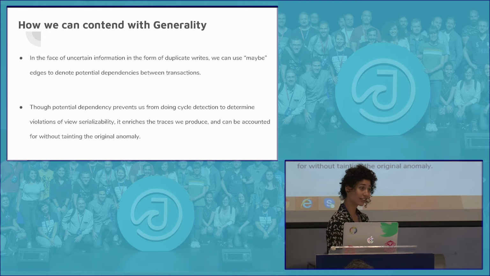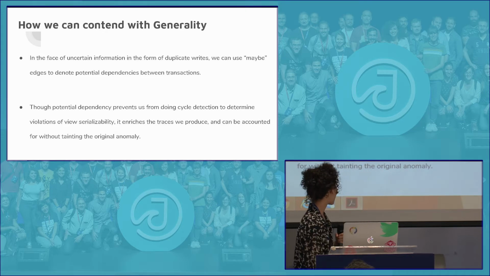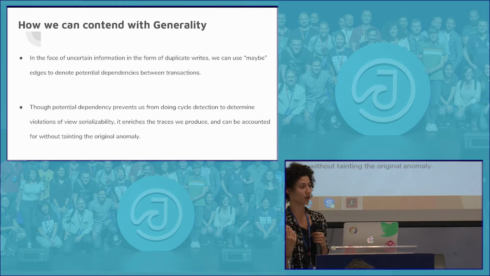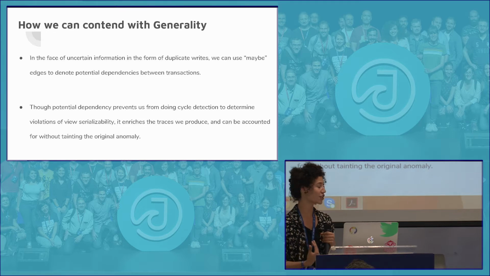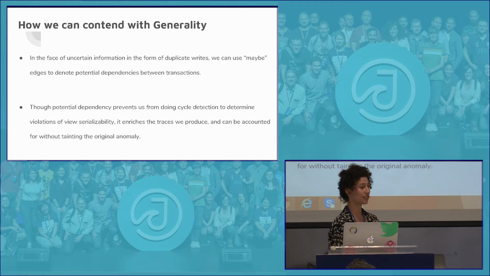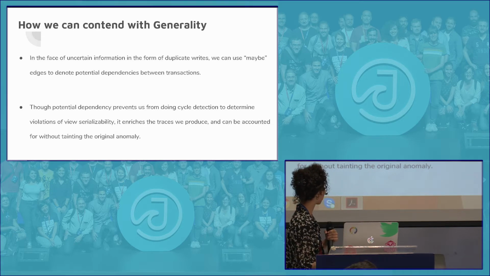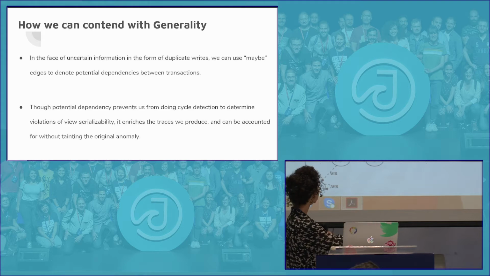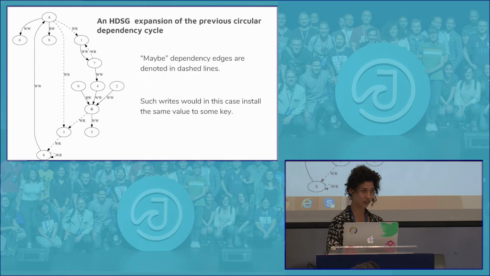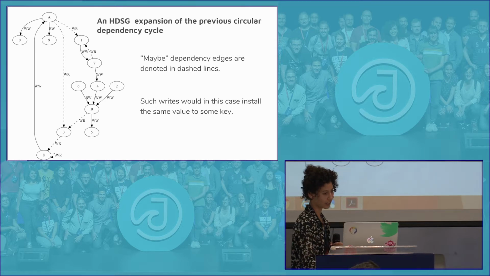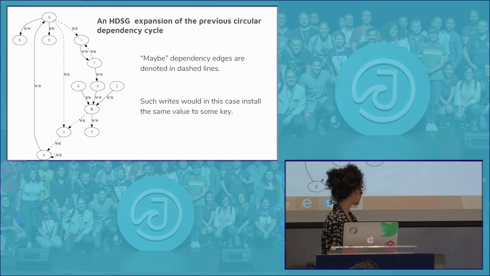While it's really viable in theory to do cycle detection, what we end up having to do is implement what we will call maybe edges or hyper edges, which denote potential dependencies between these transactions. And what this will look like in our graphs is this. We expand our directed serializability graph into what is called a hyper-directed serializability graph. It involves the addition of these edges, and we denote them in dashed lines.